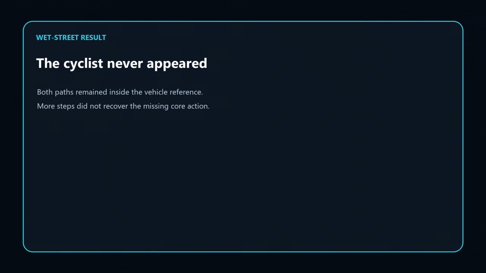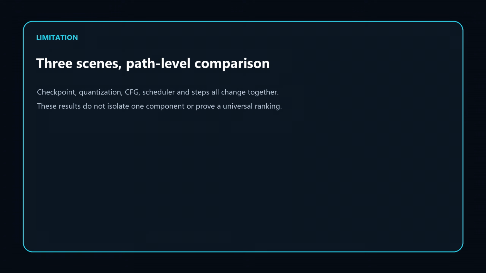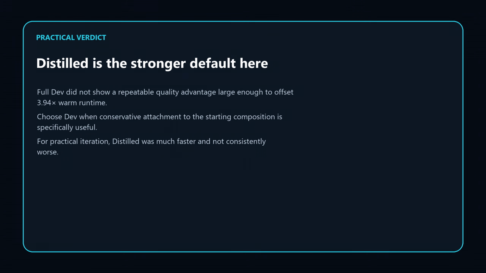The conclusion from these 3 tests is narrow but useful. 40-step full dev did not provide a repeatable quality advantage large enough to offset nearly 4 times the warm runtime. Choose dev when a more conservative attachment to the starting composition is specifically valuable. For iteration and most practical image-to-video work, the 8-step distilled path was much faster and not consistently worse. In either case, complex multi-action prompts still require full motion review, because more steps did not guarantee action completion.